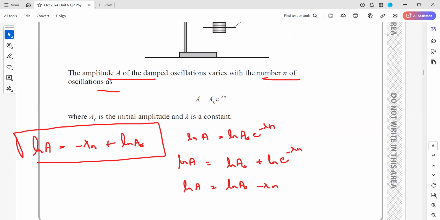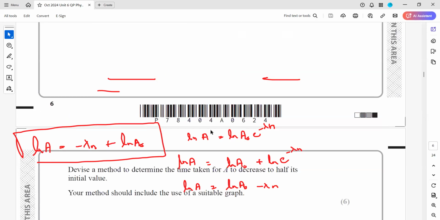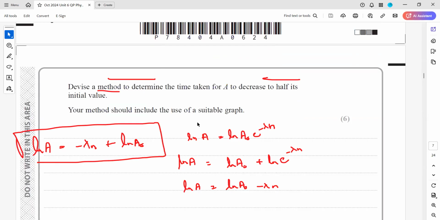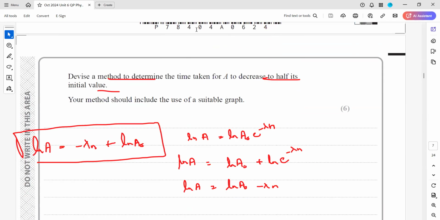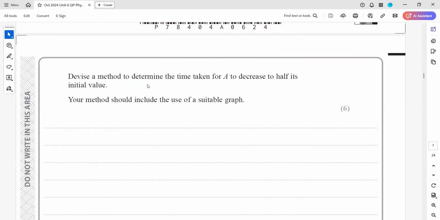What is the investigation? Devise a method to determine a time for A to decrease to half of its initial value. So if I need half of its initial value, I can say A is equal to A naught e raised to the power minus lambda n. So A naught by 2 is equal to A naught e raised to the power minus lambda n.